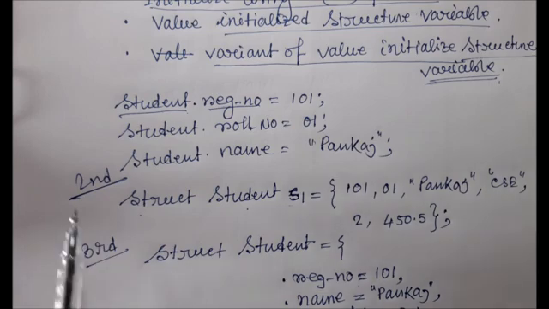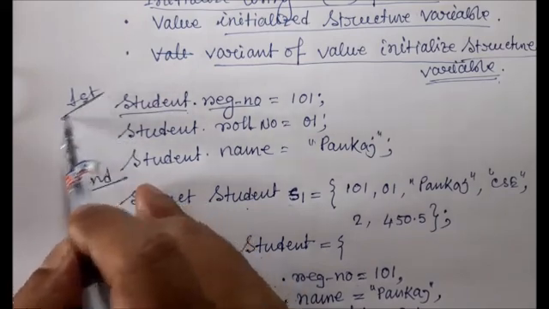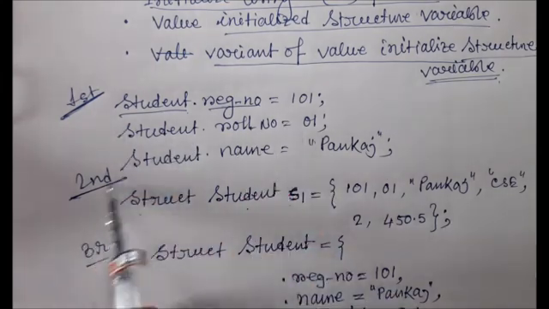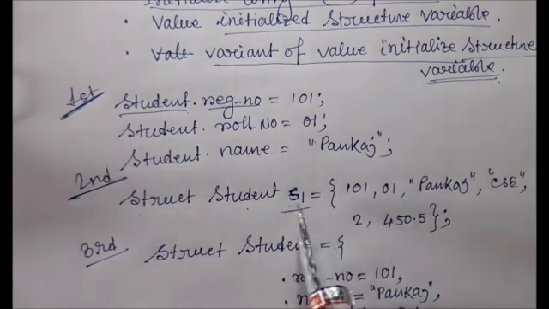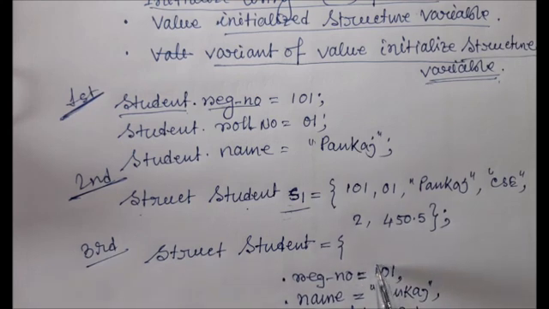In the first approach we have seen that we initialize by using the dot operator. This is my first approach: we initialize the value of the structure member. In the second way we initialize by using the structure variable, but we have to put the values in the order in which the structure members are declared. But in the third way the order does not matter. We just assign the particular member value by using dot followed by the member field name, or you can say the structure element name.